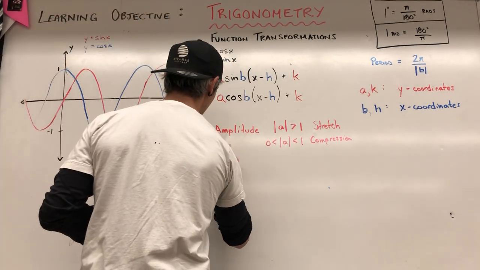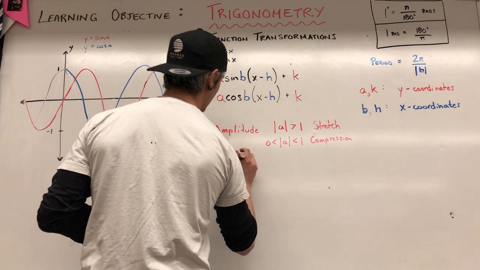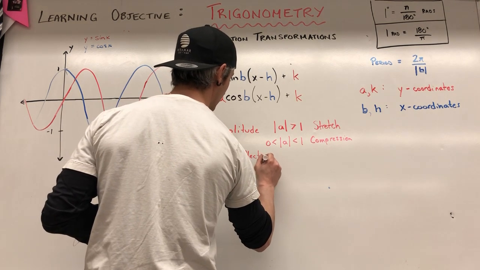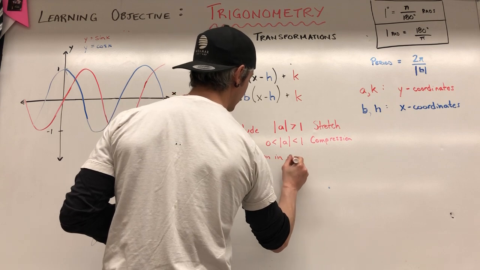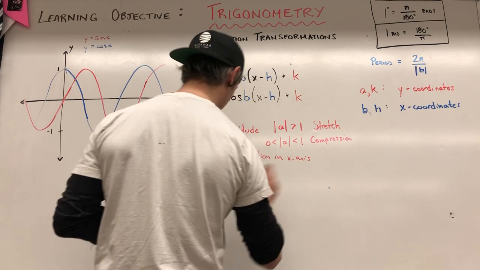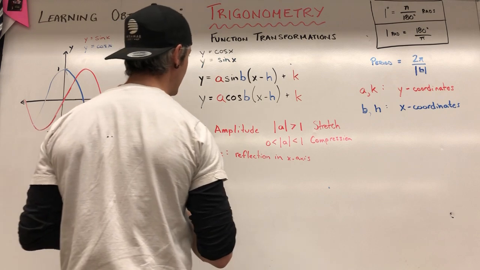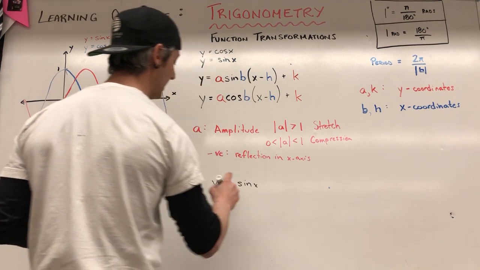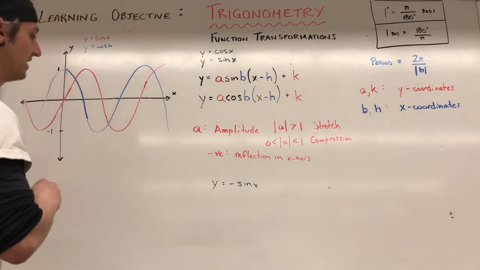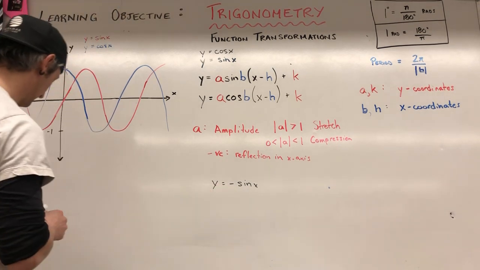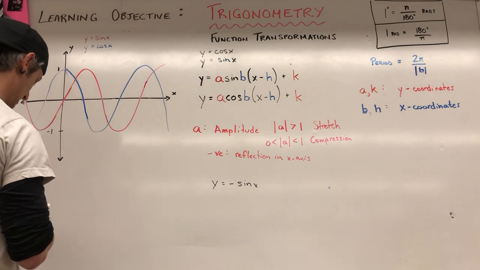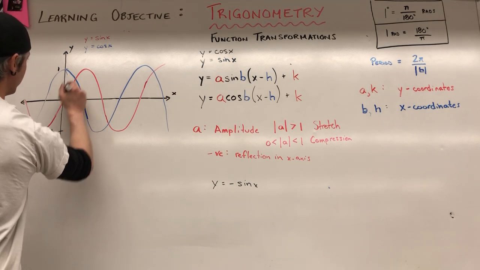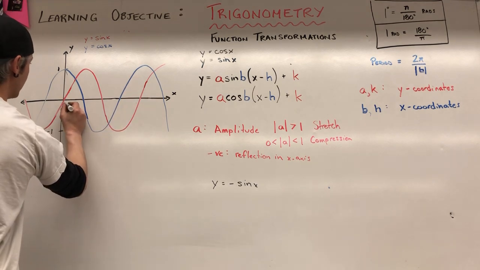And again, if A is negative, we're going to get a reflection in the x-axis. So if I had y is equal to negative sine x, this tells me that A is negative 1, which means I'm just reflecting it in the x-axis. This would look like the reflection of the red y is equal to sine x. It would just look like this.